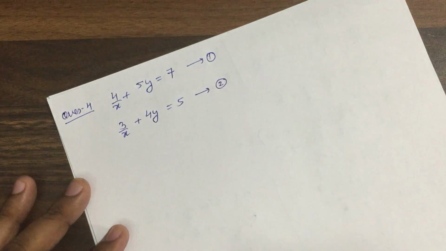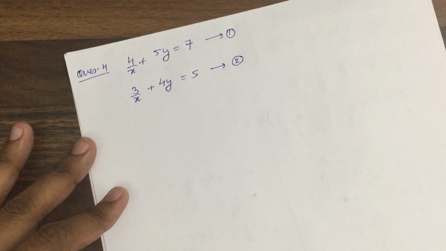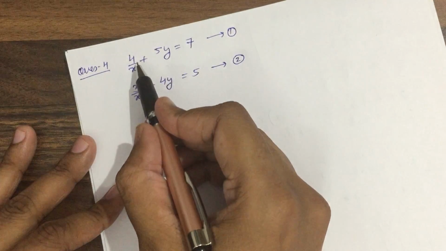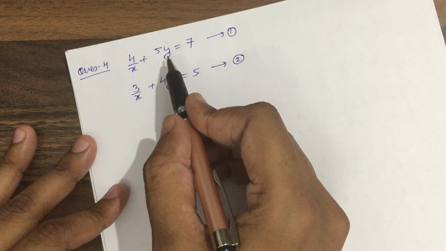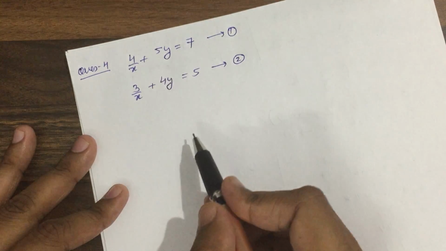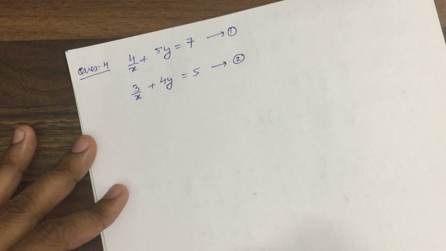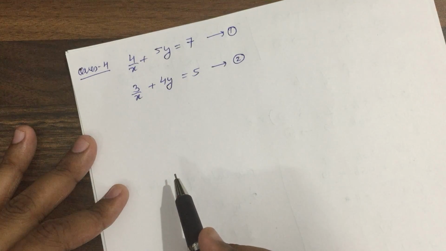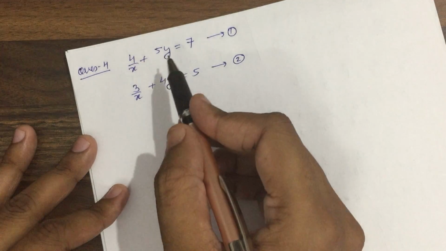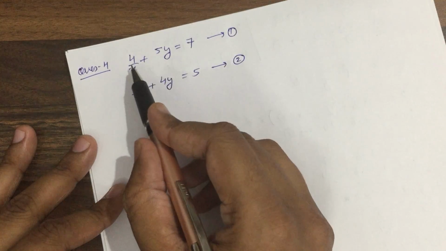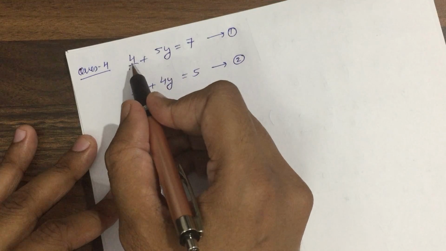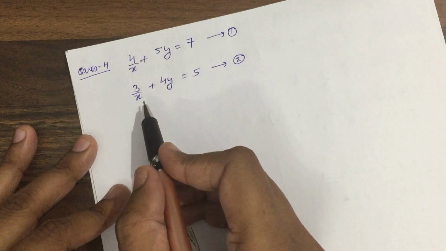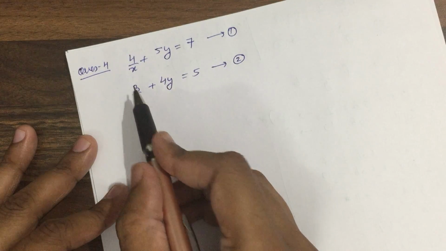Here also we can solve this question by two methods. How? First of all, we can consider 1 upon x is equal to a and y equal to b, like we did in the previous example. Then you will get the value of a and b, and finally you will get the value of x and y. And the second method is to directly make the coefficient of either y or 1 upon x equal. So here the coefficient of 1 upon x is 4 and here the coefficient of 1 upon x is 3.